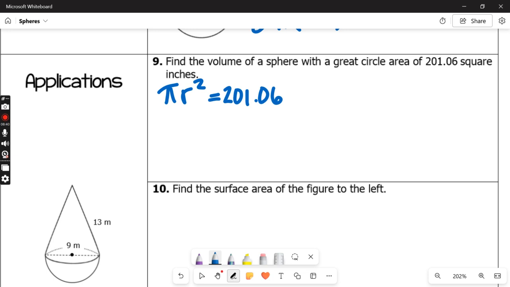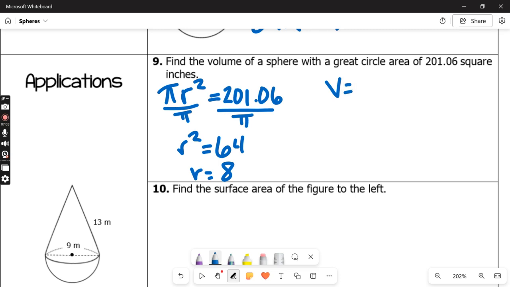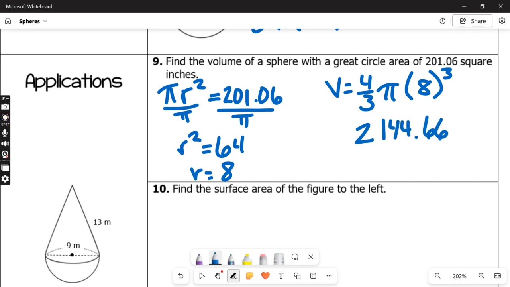Okay, so our first job is going to be to divide that by pi. When we do, we get 64. Okay, and the square root of 64 is 8. So I know my radius is 8. So now that I have my radius, I can find my volume. My volume is going to be 4/3 pi times the radius cubed, which is 2144.66 inches cubed.